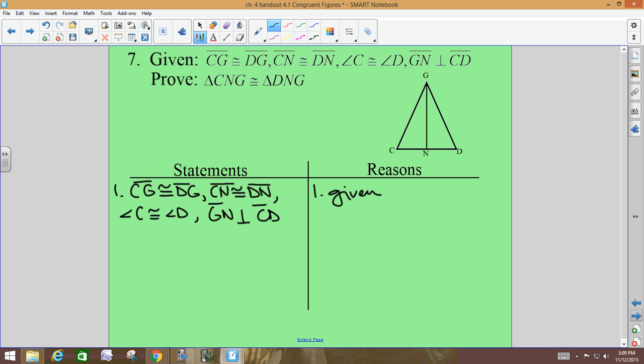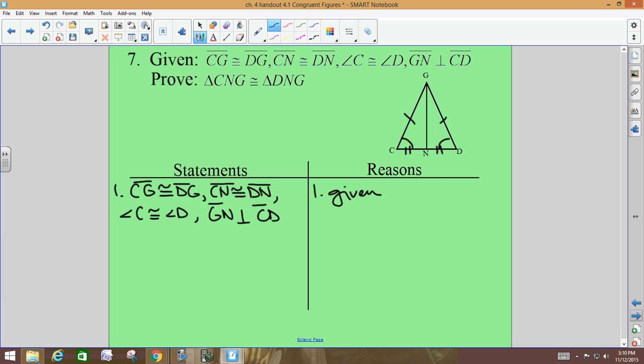So mark it. CG congruent to DG. CN is congruent to DN. Make sure you use different sets there. Angle C is congruent to angle D. And then it says GN is perpendicular to CD.